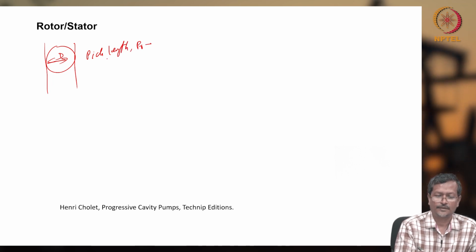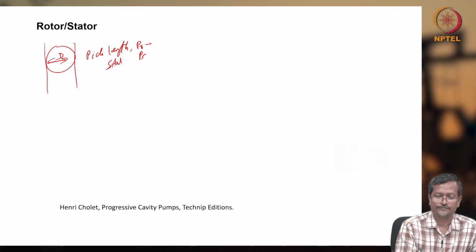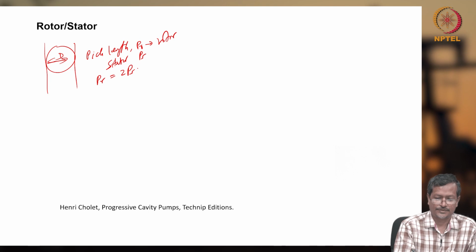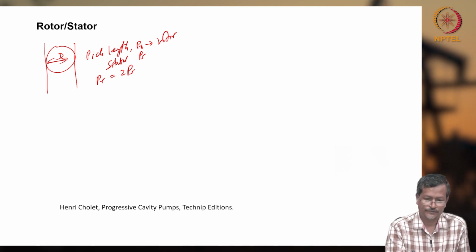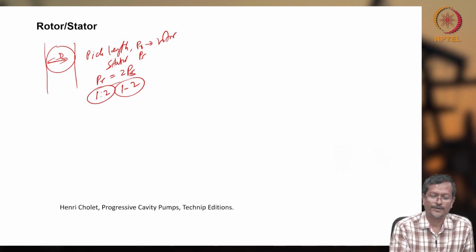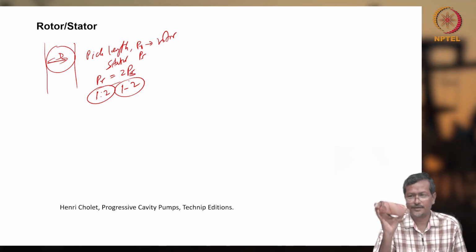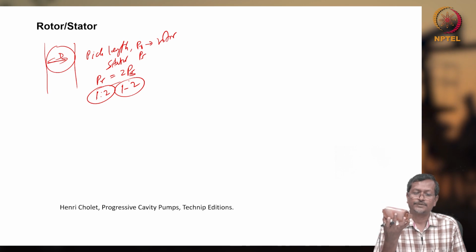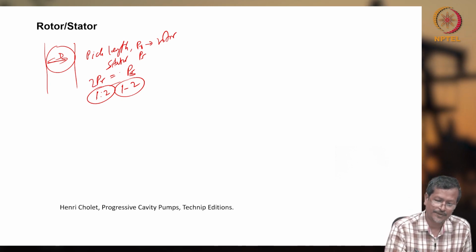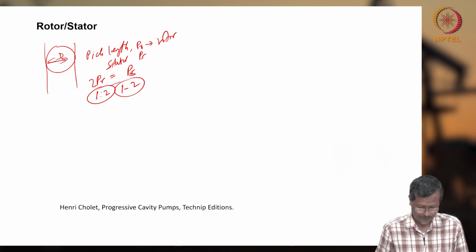So already you know the rotor diameter D, and the pitch length PR for the rotor, and PS for the stator. So the relationship is that PS equals PR plus 1. If I take a 1:2 pump, in that case it will be double. So in my case, whatever I am showing here, that will be rotor pitch and stator pitch. Stator pitch will be 2 times rotor pitch. So I made some mistake here. I think it will be 2 PR equals PS.